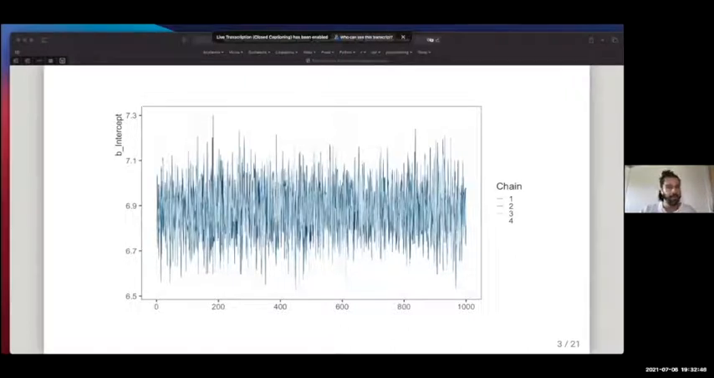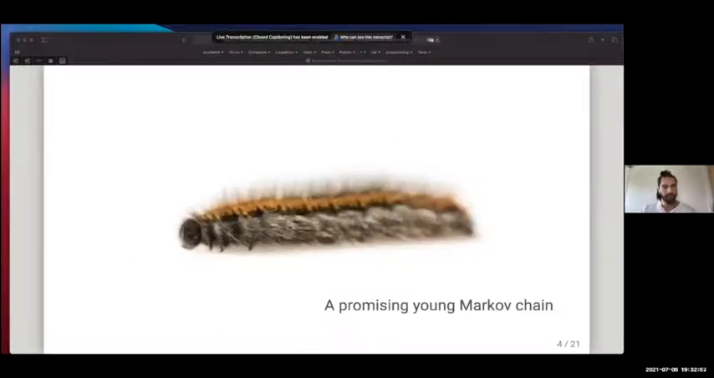Now it's hard to tell, but there are 4 different lines here. They just go up and down randomly, very fast. And the different shades of blue represent each of the 4 chains, all right? So this is also a healthy chain, a hairy caterpillar.